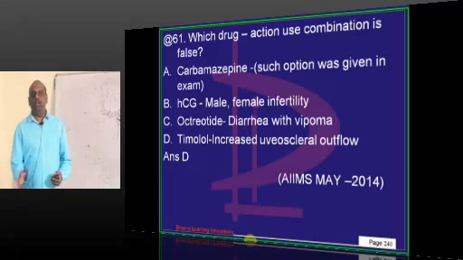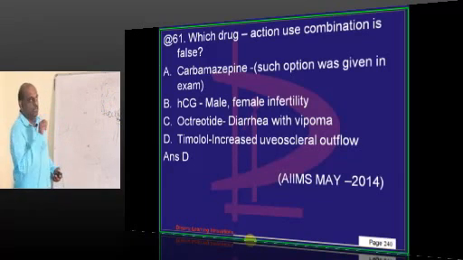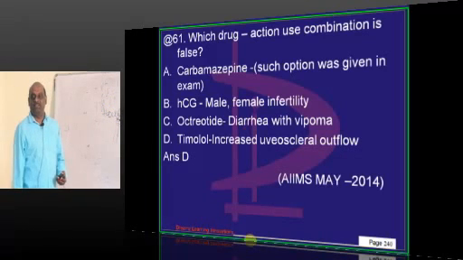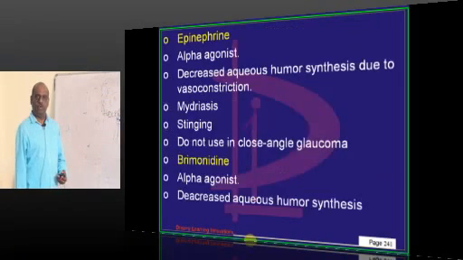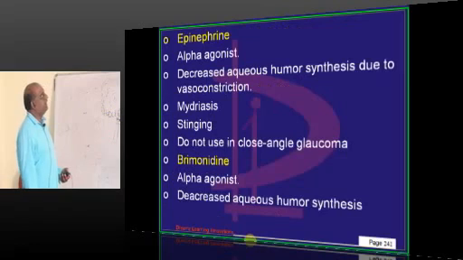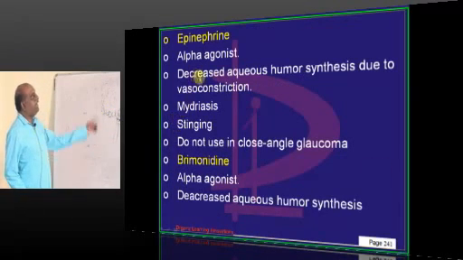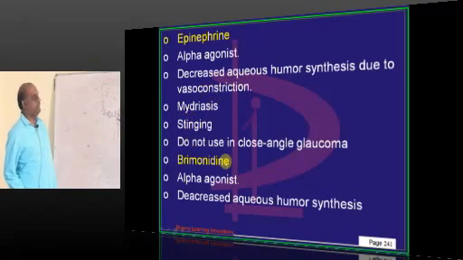Then if you take the various drugs and their action, what is a mismatch out of all this? Timolol does not increase the uveoscleral outflow. Any entrance you go, glaucoma drugs, their mechanism of action and their side effects. Very high yielding topic. Okay, doctor? So you must be quite sure, epinephrine is a glaucoma drug. It will decrease aqueous humor formation.